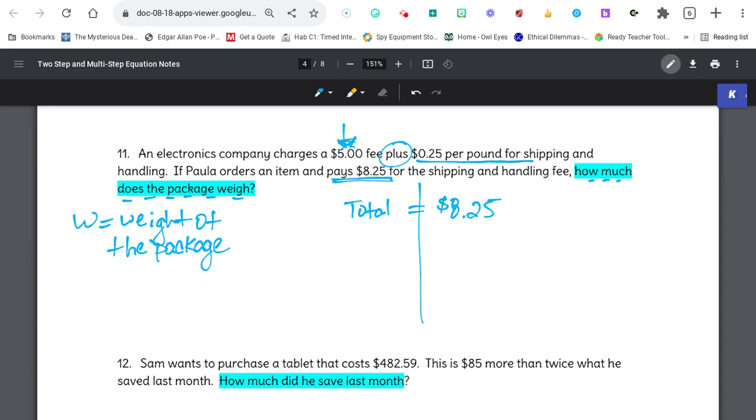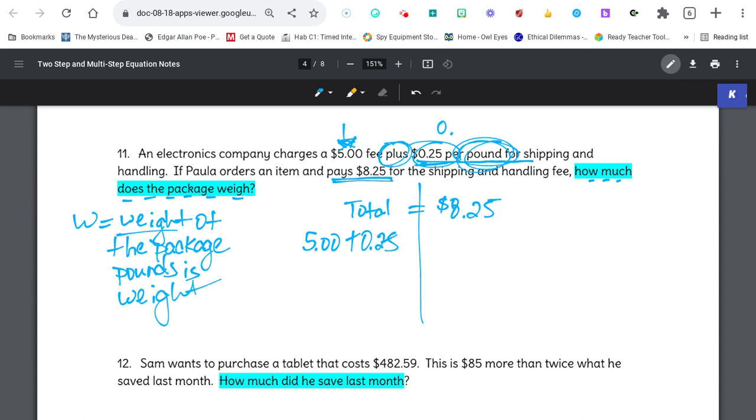So how did she get to a total of $8.25? Well, she had to pay the $5 just for using the service. Then it says, plus she had to pay 25 cents per pound. Because it has pound with 25 cents, and I know pounds is weight. I do know that the 25 cents and the weight or pounds is going to go together. You could have used P for pounds, number of pounds, okay? So this is the weight of the package in pounds. So that's $5 for using the service plus 25 cents for every pound, equal to $8.25.